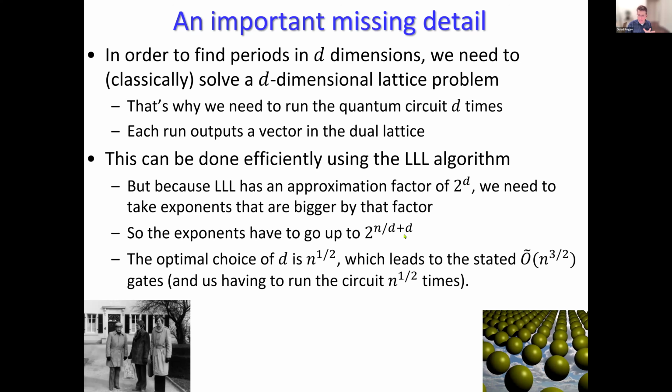And again, something like that shows up in Shor. If you remember, Shor also has to take multiple periods to be able to get a good enough approximation so you can use continued fractions. So it's something very similar happening here. And this is where this 2 to the d comes from.